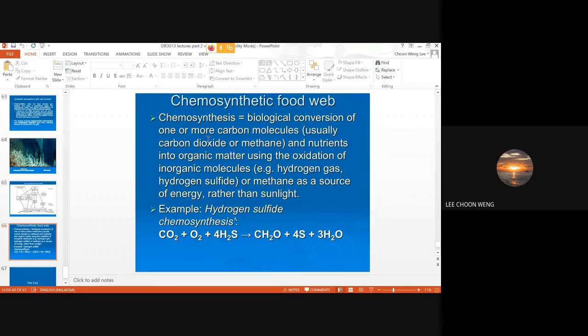Okay, so the chemosynthetic food web, chemosynthesis, for example, the oxidation of hydrogen sulfide to produce carbohydrate. Okay. So in this chemosynthesis, you do not need light. You use other reducing elements to oxidize the hydrogen sulfide.